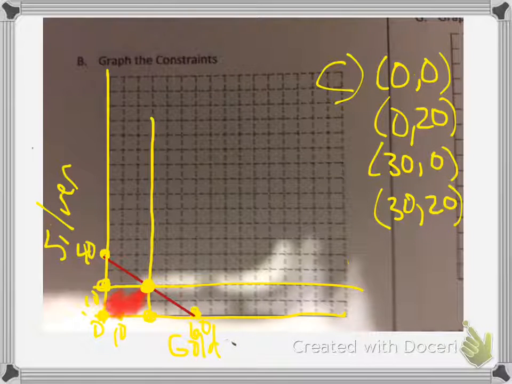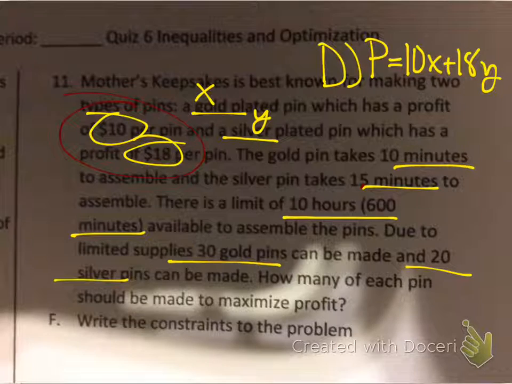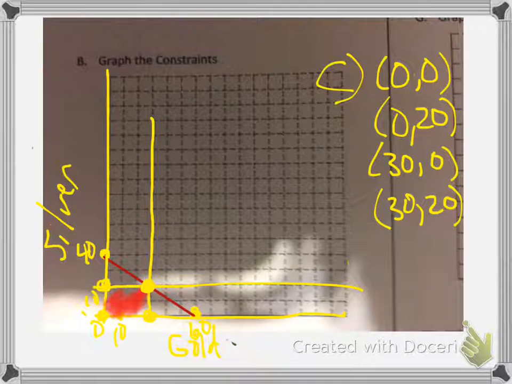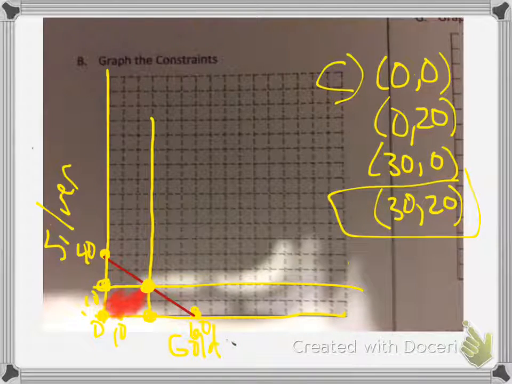Now, you will have 5 points no matter which version you have. There will be 5 points. I'm just letting you know that now. And then you can plug them into your D and see which one works. Obviously, the only one that should work is the 30, 20, and it should come out to $660.